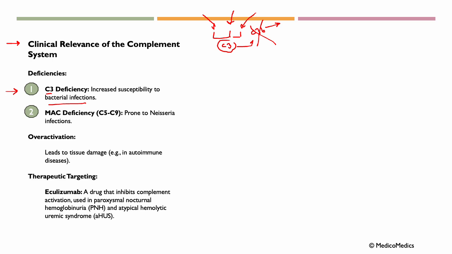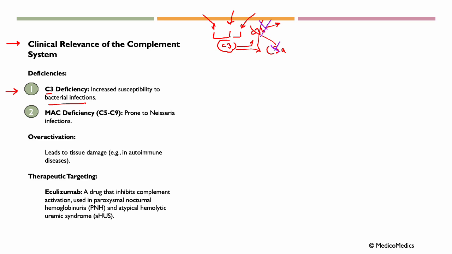Now, if you lose C3, you also lose C3a, which was a chemoattractant that helps recruit immune cells to the infection sites. So now we are left with an issue here. Not only are the bacteria more difficult to find or spot because we don't have opsonization anymore, but we're going to have fewer immune cells being called for help because we've lost C3a.